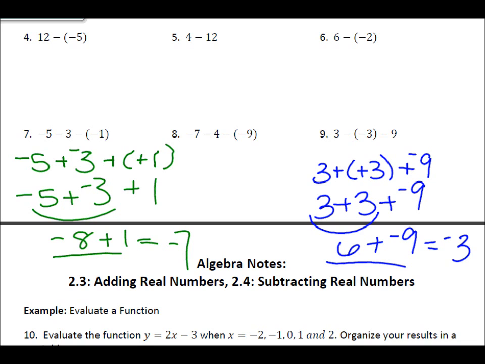So at this point, you're going to go ahead and stop, and you're going to complete section 2.3, 2.4, checkpoint 2.